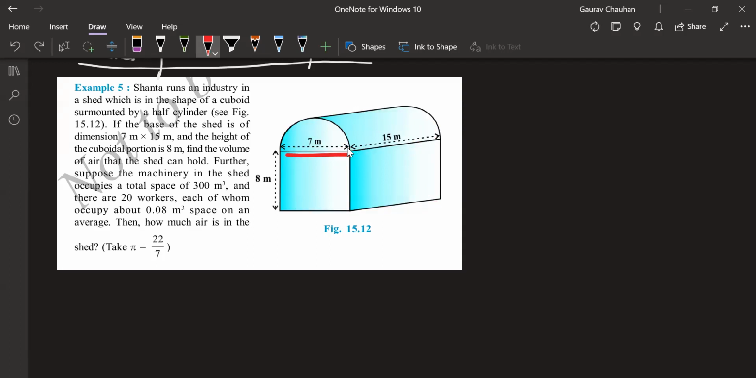Let's read the question properly. Okay, they're asking us if the base of the shed. So they're giving us dimensions. Okay, 7, 15, 8. They're giving this 7, so we know this is the diameter of the cylinder. So that will help us find the R of the cylinder. What will be the H of the cylinder? The height of the cylinder will be what? Note how the cylinder is kept. This is giving us the diameter of the cylinder. So my radius is 7/2.